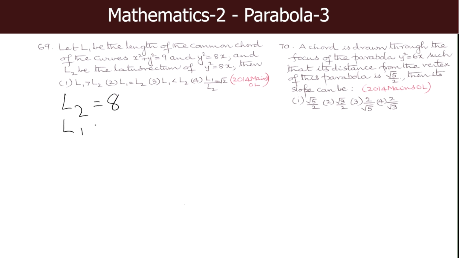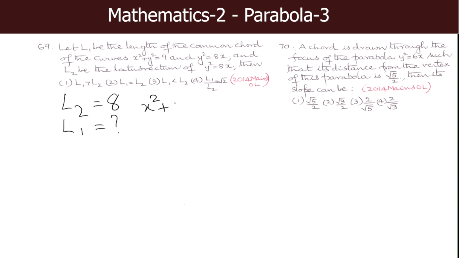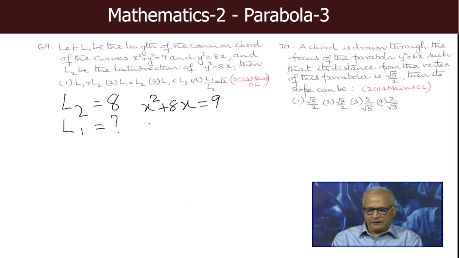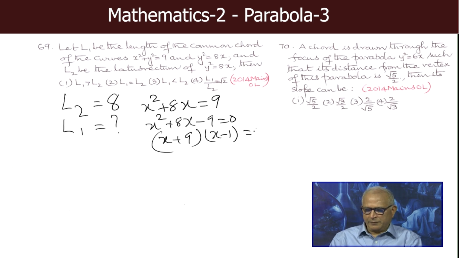What is L1? It is the length of the common chord of the circle and the parabola. There is no way to find the length of the common chord except solving for the points of intersection. So, in x square plus y square, y square is replaced by 8x equal to 9, x square plus 8x minus 9 equal to 0, x plus 9 into x minus 1 is 0. x cannot be negative because of y square equal to 8x, so x equal to 1. When x equal to 1, y equal to 2 root 2.